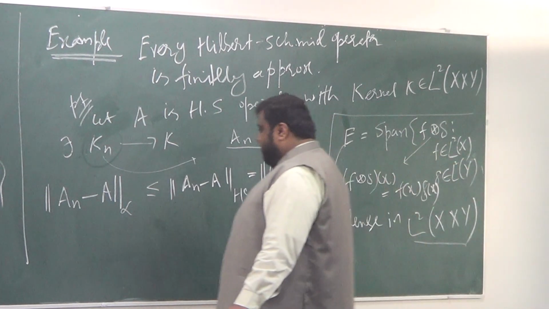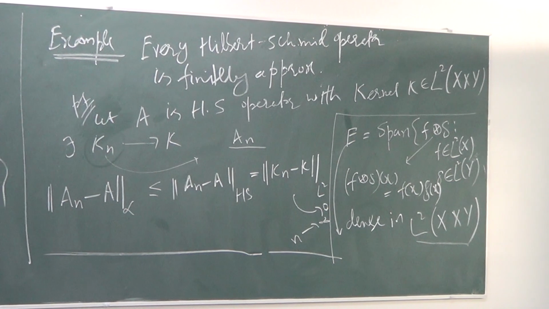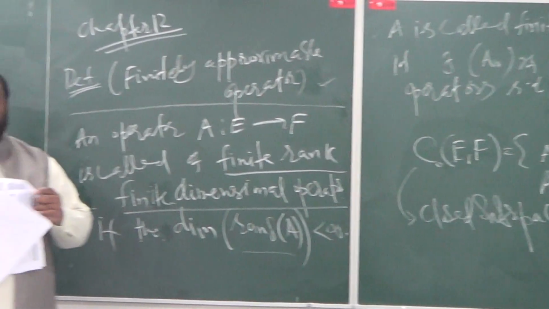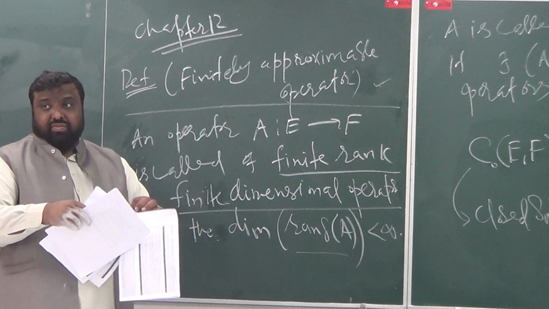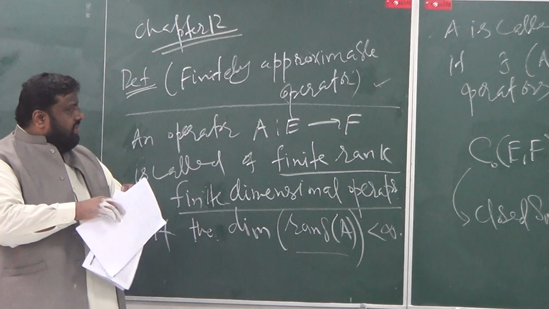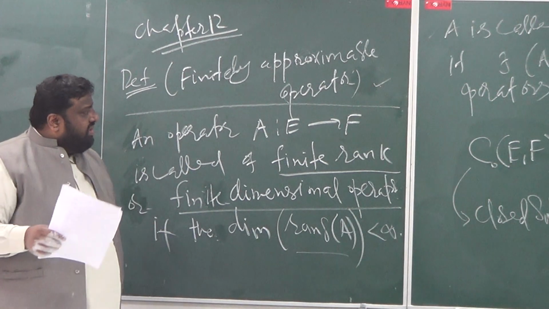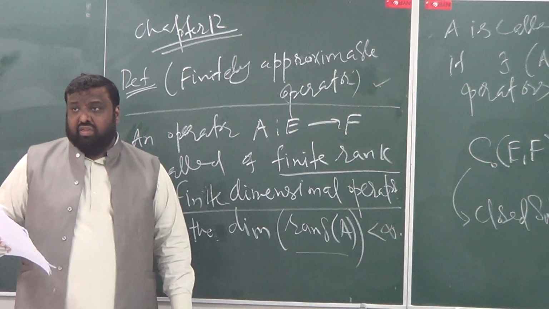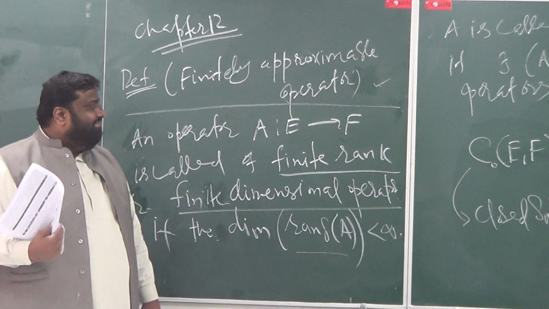Identical. What we want. Okay. So finitely approximable operators, and one example of finitely approximable operators: if the space itself is finite dimensional, then all the operators will be finite dimensional. If our target is finite dimensional, some R^n, then whatever operator we have, its range will be finite dimensional.